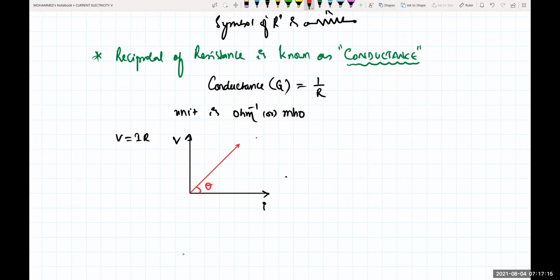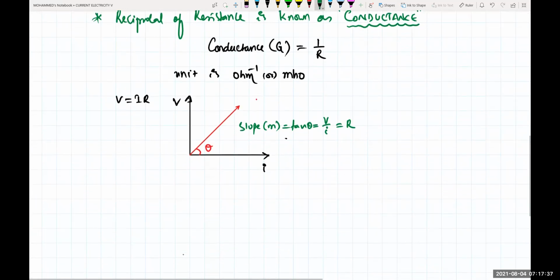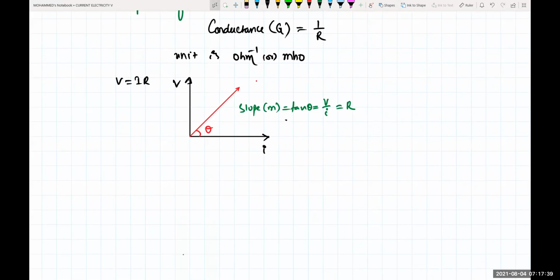Make an angle of theta. So from this I can write slope is nothing but m, that will be equal to tan theta. So tan theta is equal to how much? V by I, that is equal to R. Slope will always give me resistance. So an object of conducting material having resistance is known as what? Resistor.